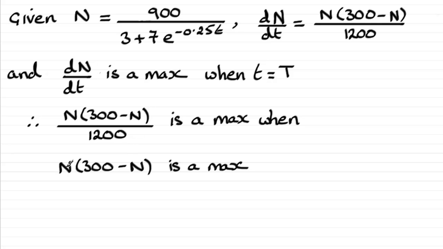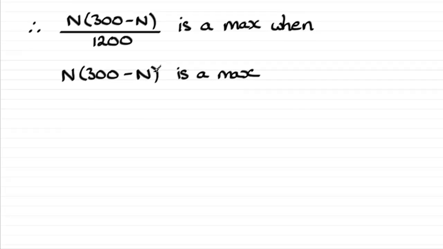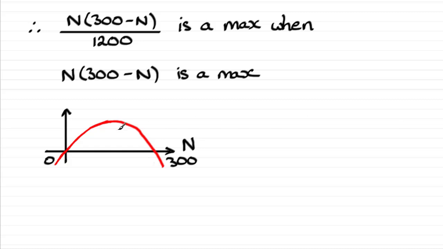And we've got a negative quadratic here if you were to expand this. And if you were to look at the sketch here of a negative quadratic like this, it would cross the n-axis when n is 0 or 300. And because it's meant to be a symmetrical graph here, then this maximum point here will occur halfway between 0 and 300, clearly at 150.